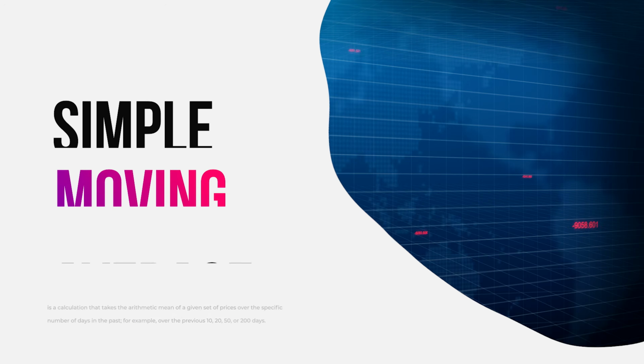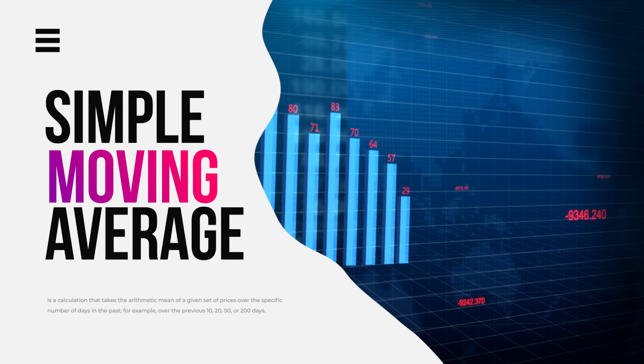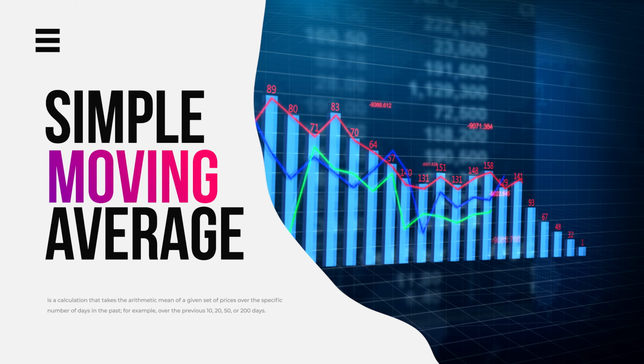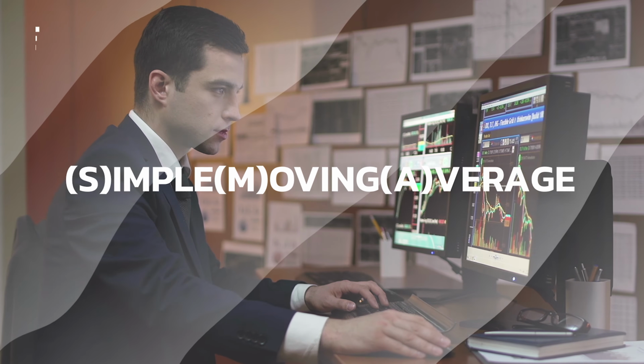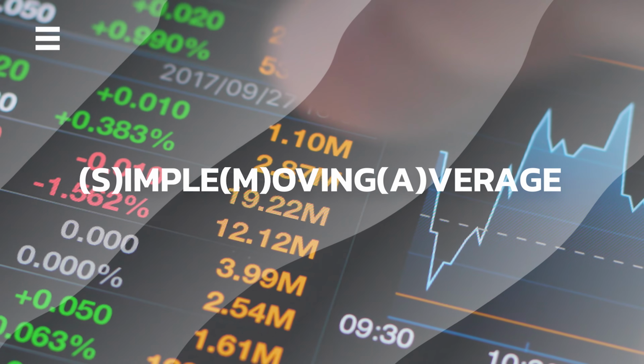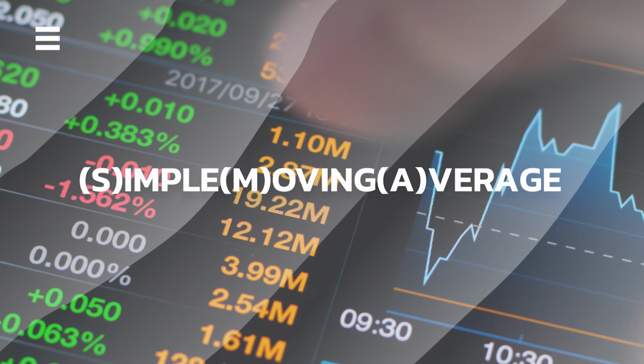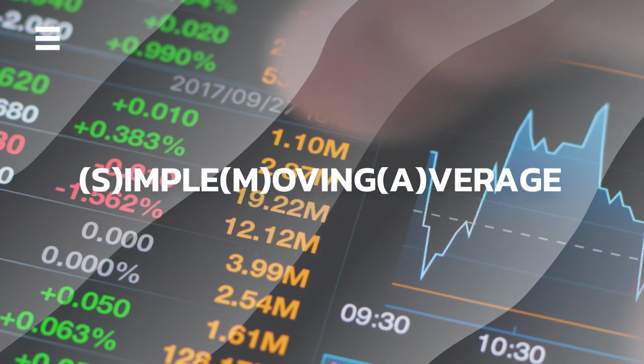A simple moving average, SMA, is a calculation that takes the arithmetic mean of a given set of prices over a specific number of days in the past. For example, over the previous 10, 20, 50, or 200 days.